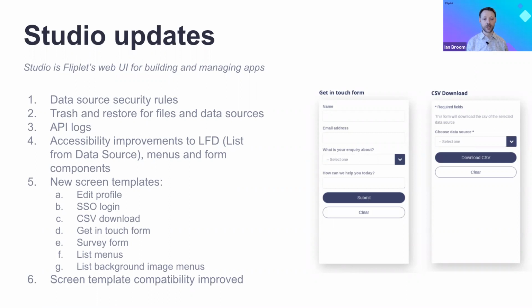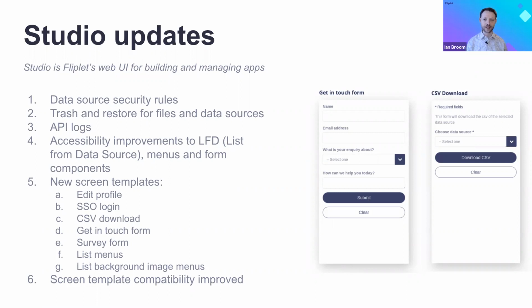This includes an edit profile, SSO login, CSV download, which enables you to download selected data sources, a get in touch form and a survey form, a menu style that's based on a list and a menu style that's based on a list with a background. There's a number of those and they're all based on very popular menu designs that our customers regularly request. So we're taking the popular features and incorporating them back as screen templates.